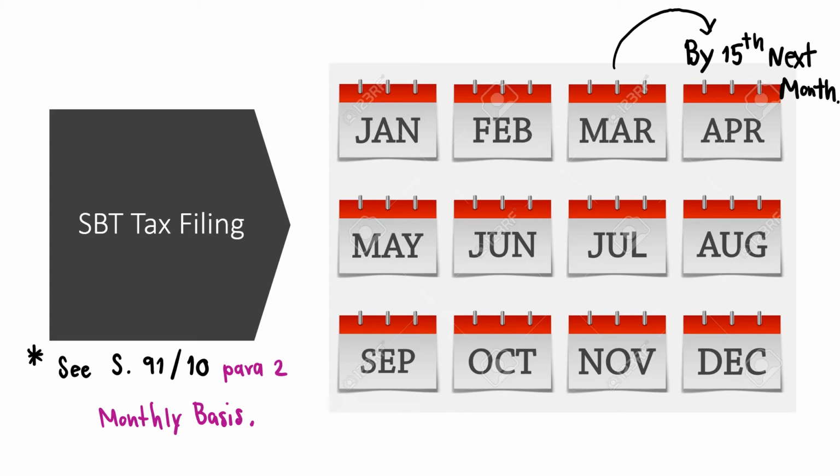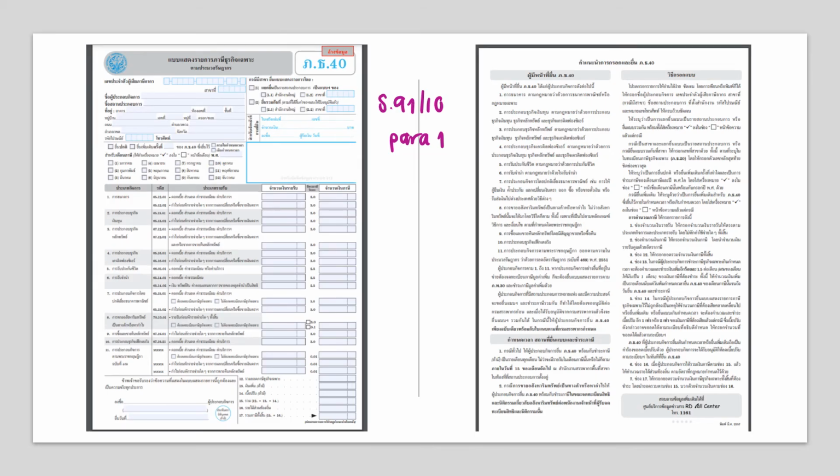This is an example of the SPT tax filing, and this is the form. It is a different form from the SPT registration. The previous form is the form that you need to register SPT within 30 days from the commencement of your business. But this form is a tax return that you need to submit to the revenue department each month.